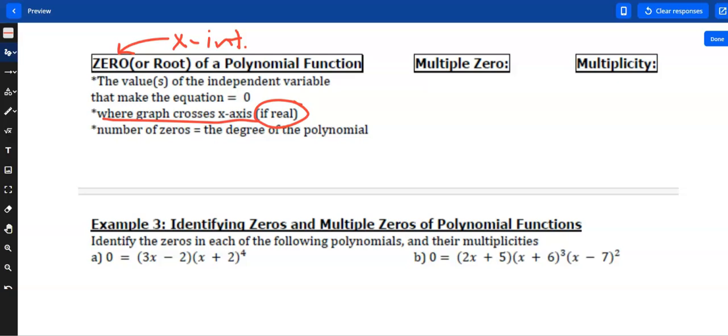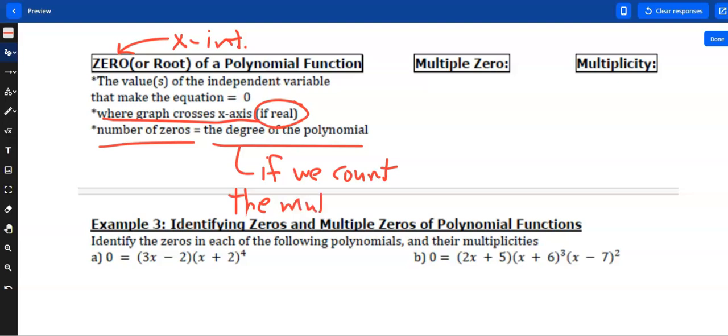And the number of zeros, that's equal to the degree of the polynomial. If we count the multiplicities, let's just be specific. Count the multiplicities. Okay. You may not know what that term multiplicities means, but we're going to talk about it here.